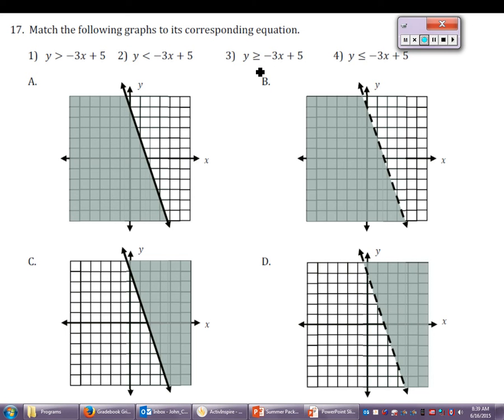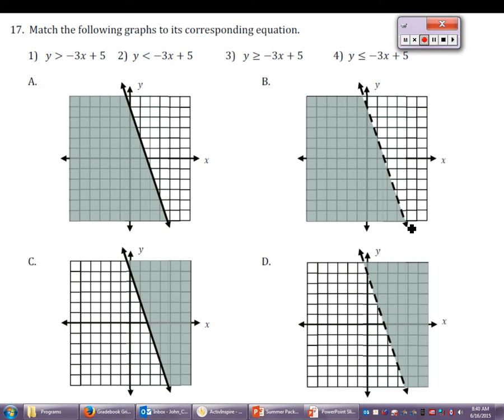That means that the points on the line are actually part of the solution, whereas the points on the dashed line are not. Okay, so now we know that problems 1 and 2 are going to go with graphs B and D, and problems 3 and 4 are going to go with graphs A and C. Now how do we determine which goes with which? If you look at the shading, when you shade to the left, you're shading solutions less than, and when you shade to the right, you're shading solutions that are greater than.